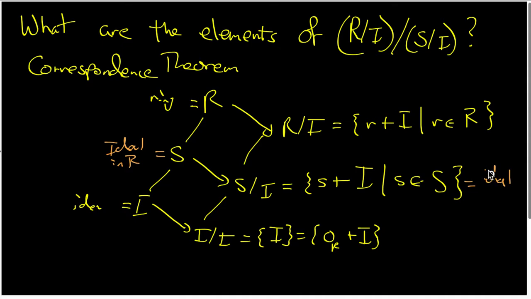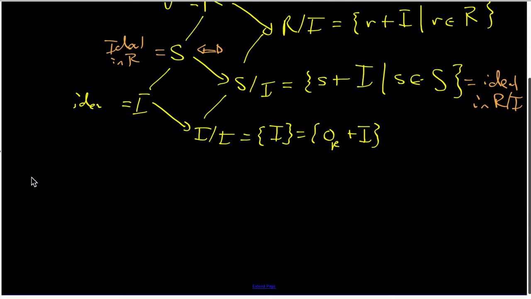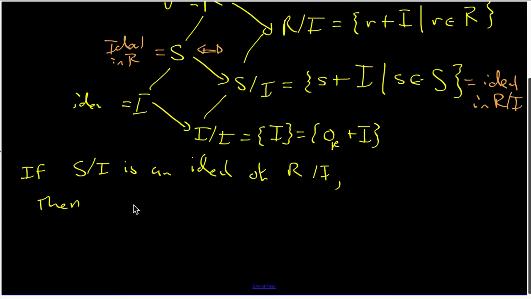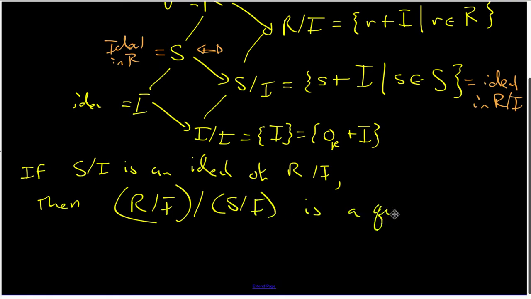Let me write that clearer. That this set is an ideal inside R mod I. And so we had this correspondence between the ideals of R that contain I and the ideals of the ring R mod I. Now this raises the interesting question. If S mod I is an ideal of the ring R mod I, then the quotient structure R mod I, modded out by S mod I, is a quotient ring.